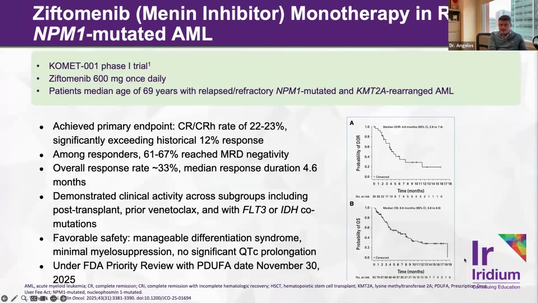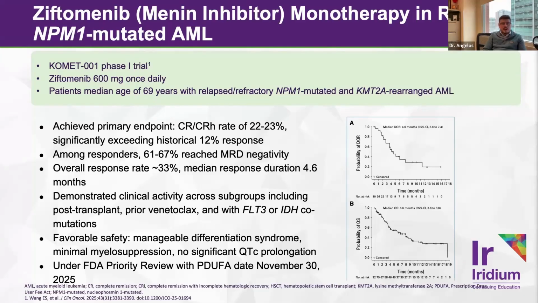And so just to wrap up here, I think this is the last slide I have. Again, we have these novel agents that are coming to market. So, I think the one I really wanted to highlight here was ziftomenib. This is the one that got FDA approval a couple of weeks ago, actually at the end of November. And it's now approved for individuals that have relapsed refractory NPM1 mutated AML. So this was based on data from the KOMET-001 study, just looking at this in the relapsed refractory setting.